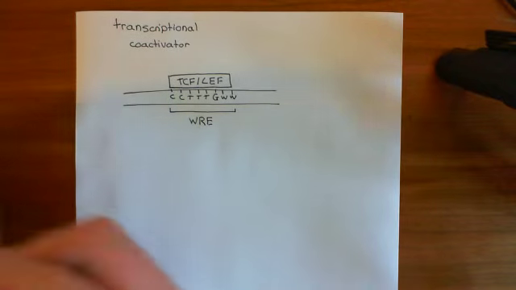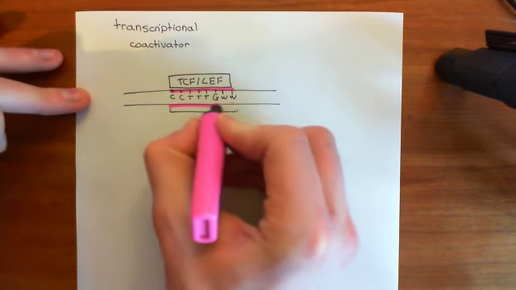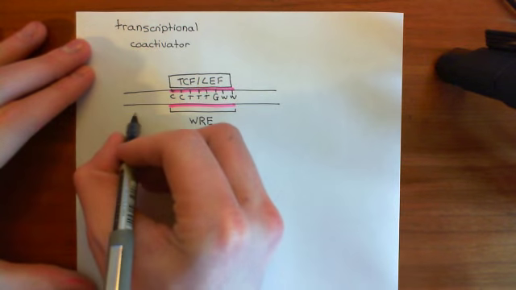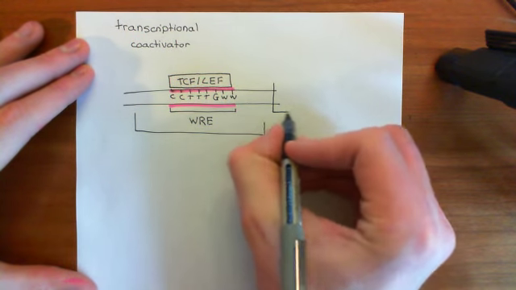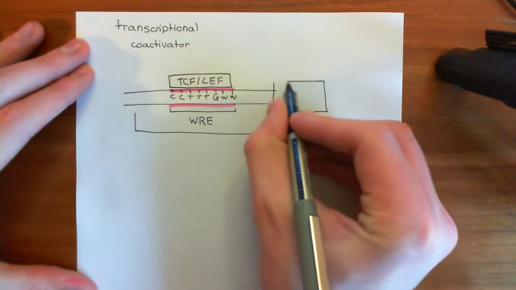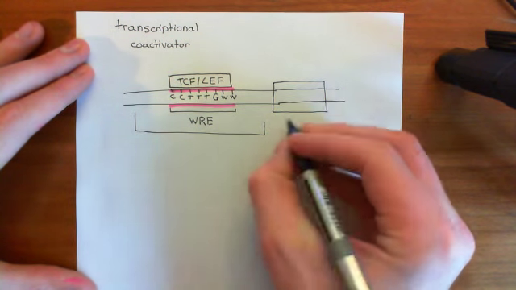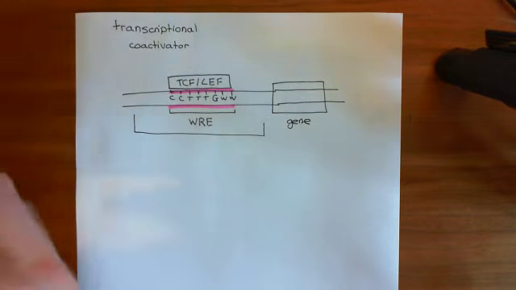Let's colour in the WRE, which is contained within our promoter region. In fact, I might say that this larger portion here is the promoter region of some downstream gene over here. So let's say the gene is here. I'll just extend the DNA a little bit. So this is our gene down here, and we'll highlight the gene in red.